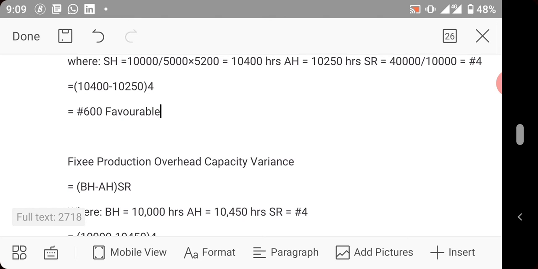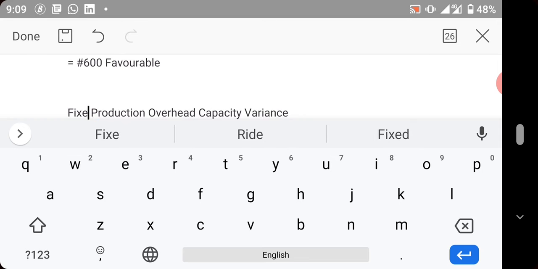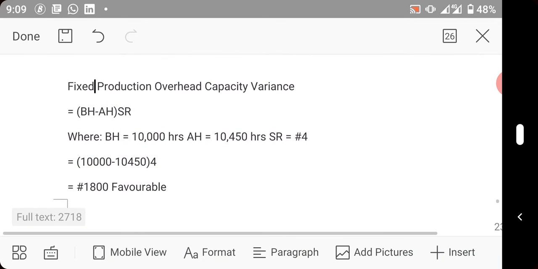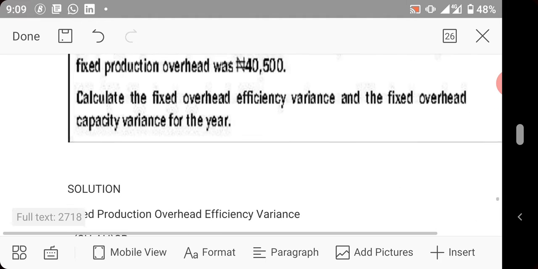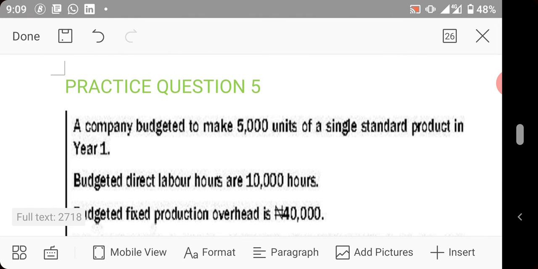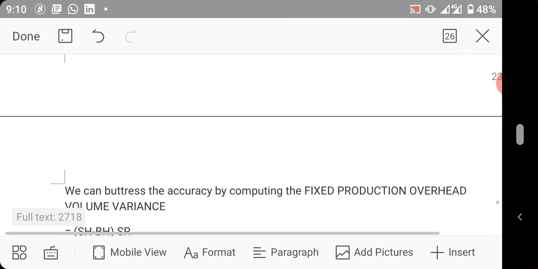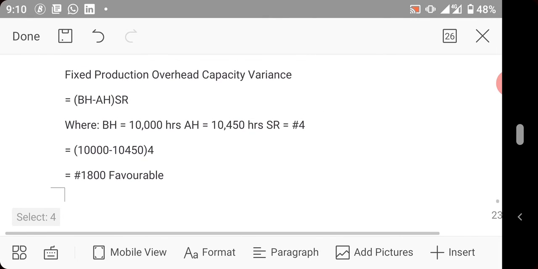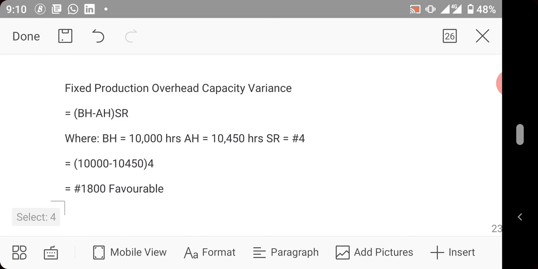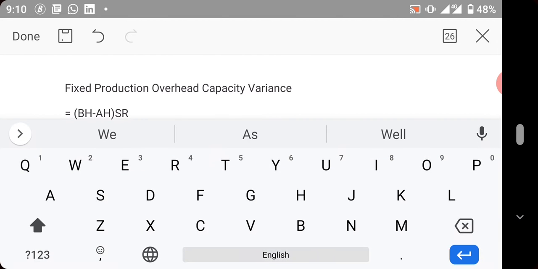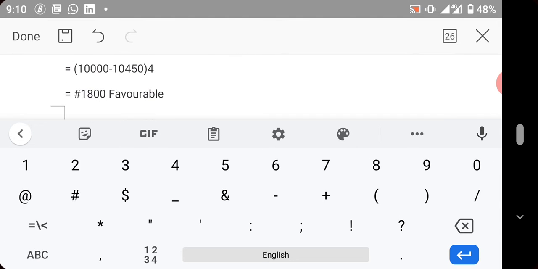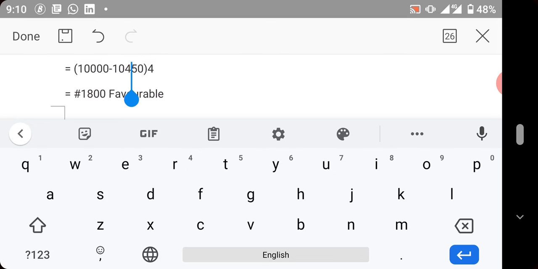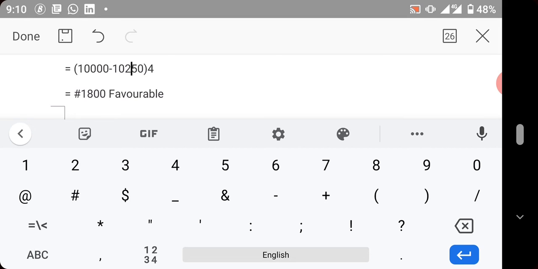Now we come to fixed production capacity variance. Fixed production capacity variance is budgeted hour minus actual hour times standard rate. Now, our budgeted hour is 10,000 hours. In the question, we were told budgeted direct labor hours is 10,000 hours. So we come back here. Actual hour was given to us and it's 10,250. So we'll come and effect it: 10,000 minus 10,250 will now give us minus 250.